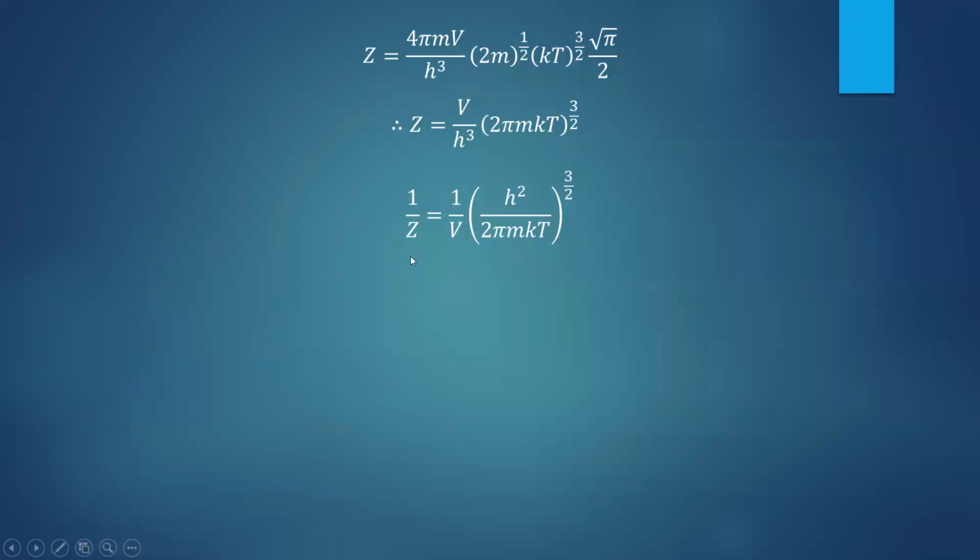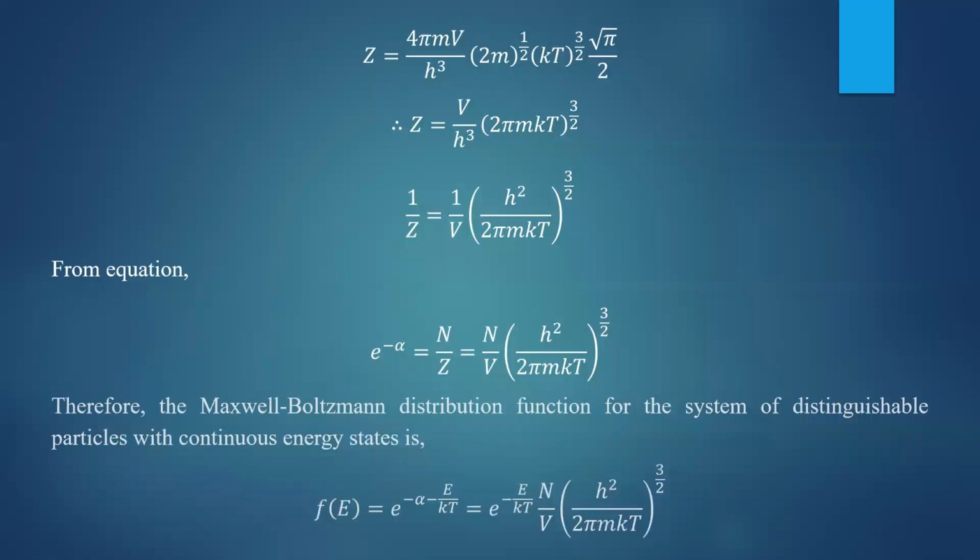Now substitute this 1 by z in the equation for e to the power minus alpha. We know that e to the power minus alpha is n by z. Therefore, e to the power minus alpha becomes equal to n by v into h square divided by 2 pi m kt to the power 3 by 2. What we have done is we have obtained the expression for e to the power minus alpha. That's all. So e to the power minus alpha is represented through the partition function, n by z, and this is the value for e to the power minus alpha. Now substitute this e to the power minus alpha in the Maxwell-Boltzmann distribution function.